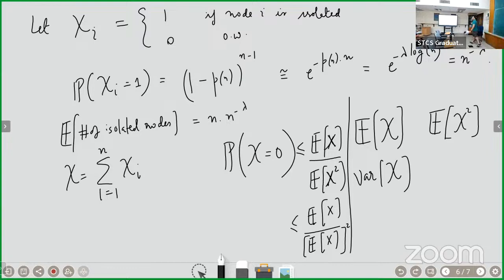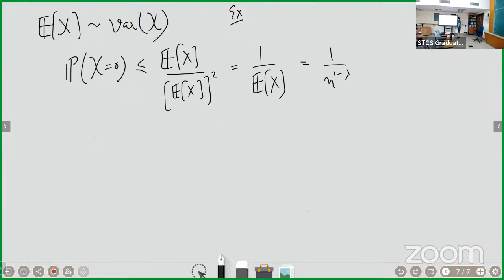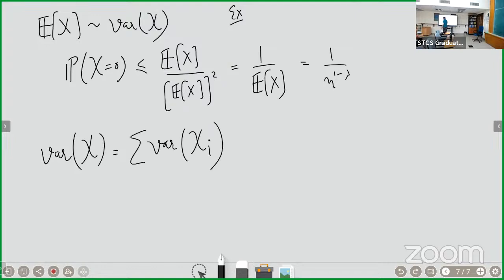Not a difficult exercise. Nobody wants to do it. Okay. So what is the variance of chi? Look at the cross terms. How many times did I multiply j? The variance of each of them.